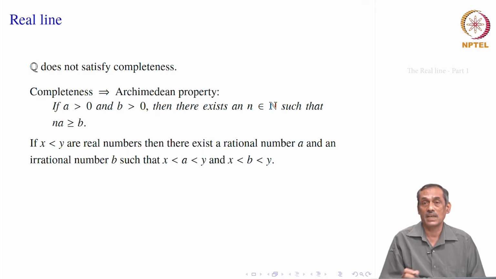But N satisfies this property also. However, N is not equal to R, because there are some other properties which are not satisfied by N. Okay, so the most important inference from this completeness property is the so-called Archimedean property, which says that if you have two positive numbers A and B greater than 0, then you will always find one natural number n such that n times A will be greater than or equal to B.